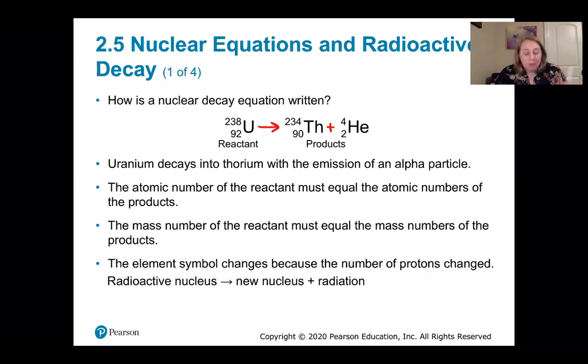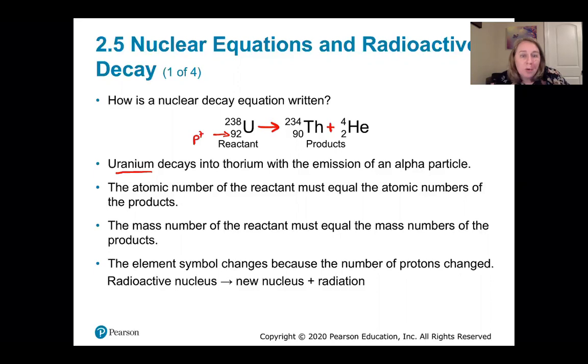So if you start just with the words, uranium decays into thorium with the emission of an alpha particle. Even if I wasn't given any of the stuff that you see, like you already have the answer up there, what would you do? You go find uranium on the periodic table. Uranium is a U, and you would look for number 92. So 92 is our number of protons, right?